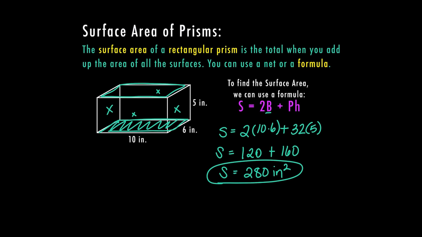Everything was folded out. So this 160 here is the same as 10 times 5, which is 50, times 2, which equals 100, and then 6 times 5, which is 30, and if we double that, we end up with 60, so that's 160. So you can see here, the perimeter of the base times the height is the same as each side length times the height, and then doubling it.